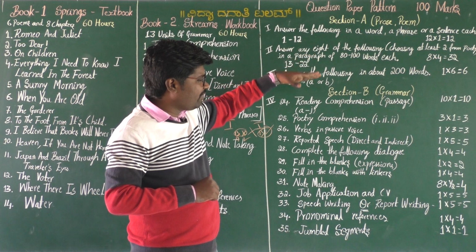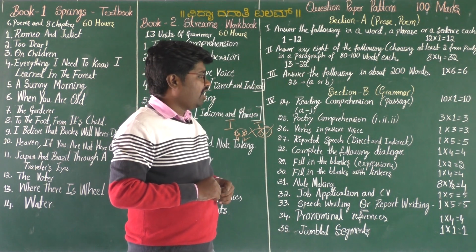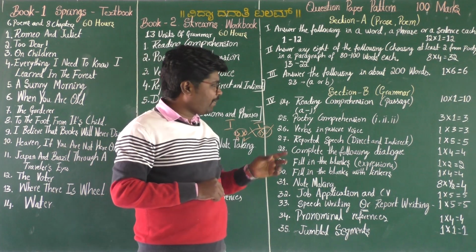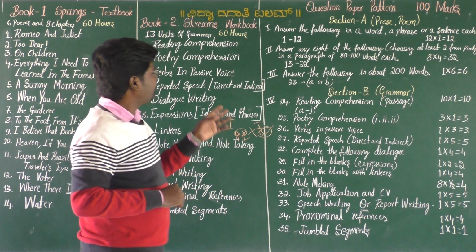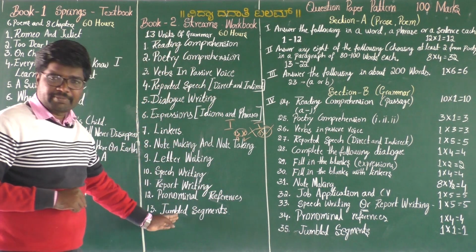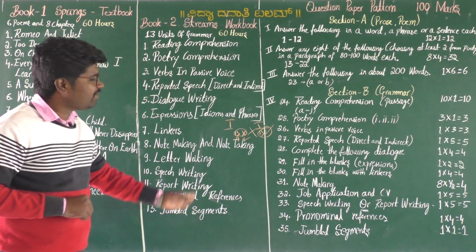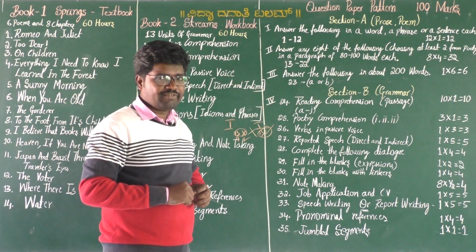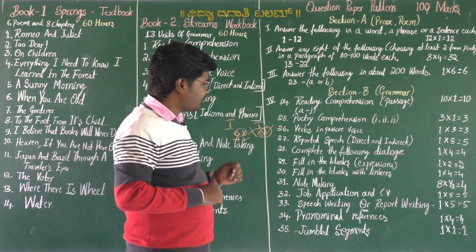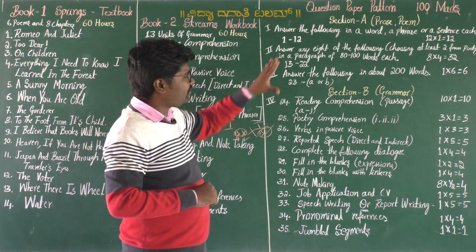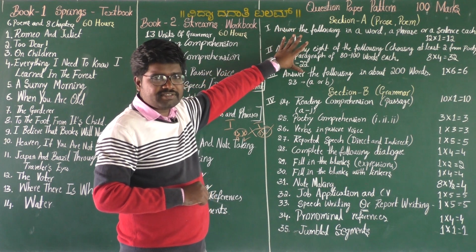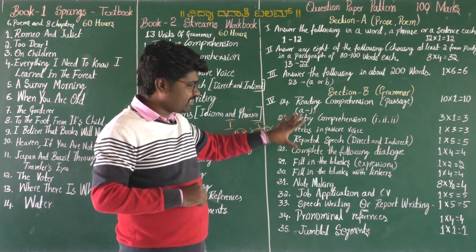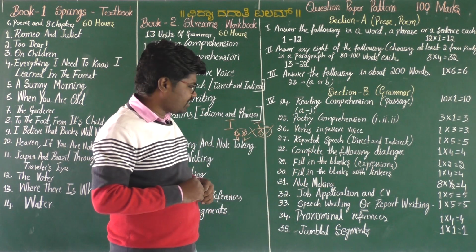Next we have to see the grammar part, section B. There will be a grammar part consisting of these 13 units of grammar. Regarding these 13 units you have questions in your question paper for 100 marks, and this is for a 60 hours syllabus. On the basis of the 60 hours syllabus there will be questions.